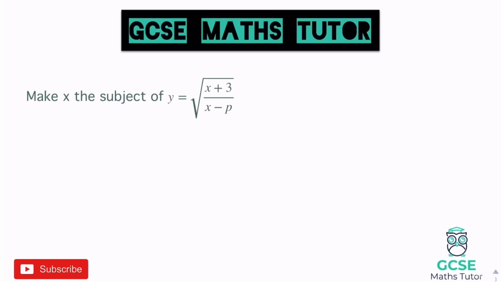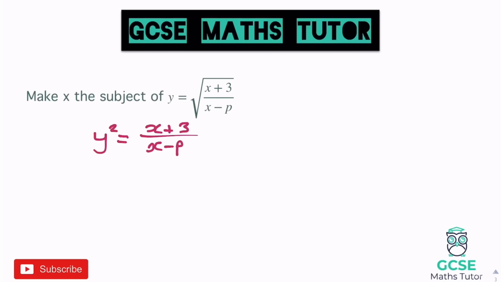So you might not have a square root in a question, but in order to get rid of this square root to start with, we need to square both sides. So if we square both sides, we get y squared equals, and then what's left under the square root, it's not going to change that, we're just going to have x plus 3 over x minus p.